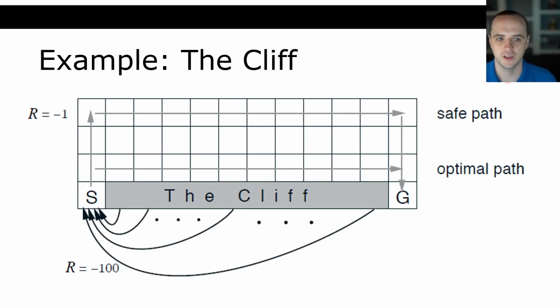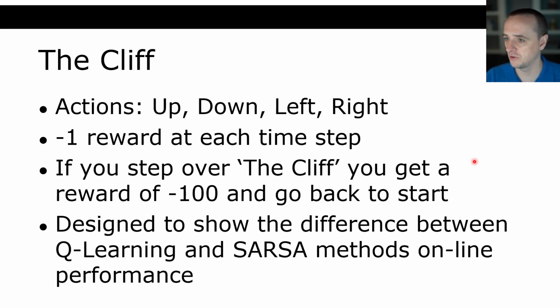This example is called the cliff. The cliff is a 2D grid world. You're trying to get from the starting state over here to the goal state over here. Let me quickly go over the description. The actions are up, down, left, and right. You get a -1 reward at each time step. If, however, you step over the cliff, you get a reward of -100, and you go back to the start. This is designed to show the differences between Q-Learning and SARSA.